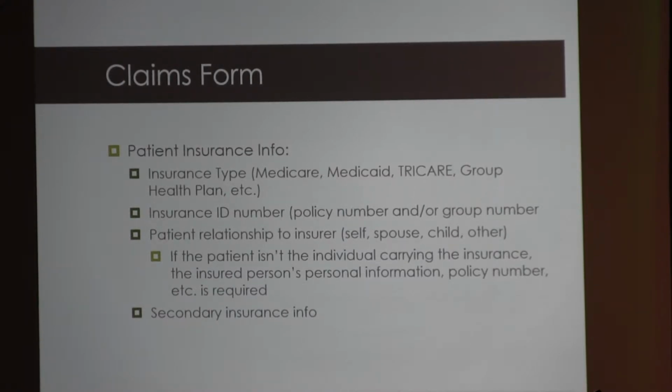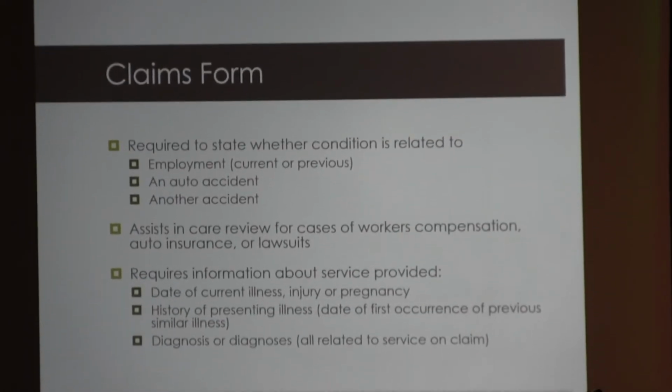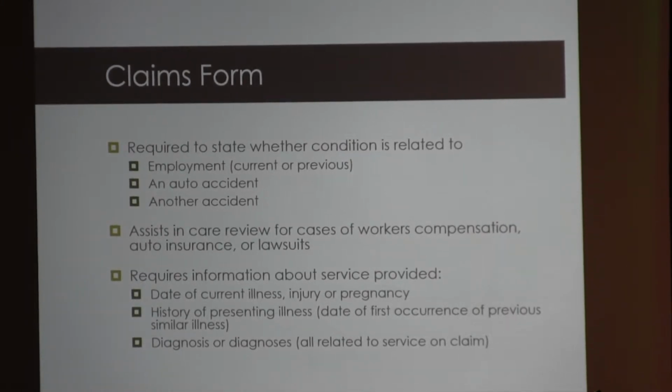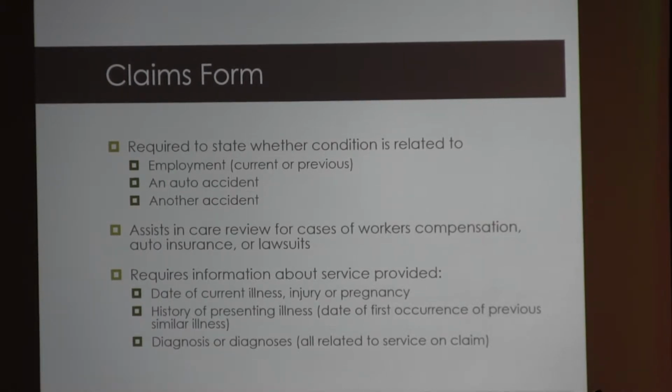So if the patient has a relationship to the primary insured, like as a spouse or as one of the kids, you need also the information for the primary patient who has the insurance. So you're required to state their employment, whether this condition is related to a work-related injury, an auto accident, or another accident, and this helps with medical legal. It also requires you to put information about the service that's provided, the date of the current illness, the injury or the pregnancy, the history of presenting illness, the diagnosis and diagnoses.